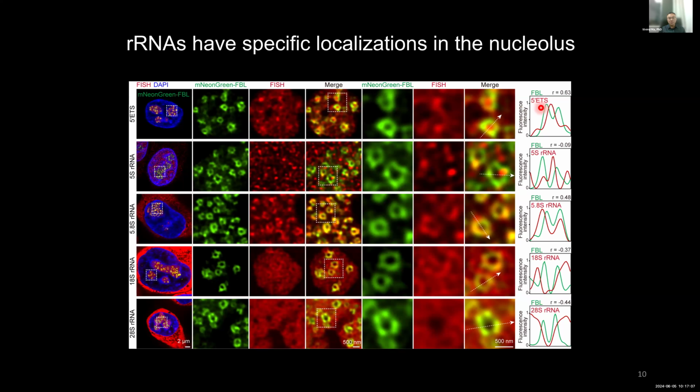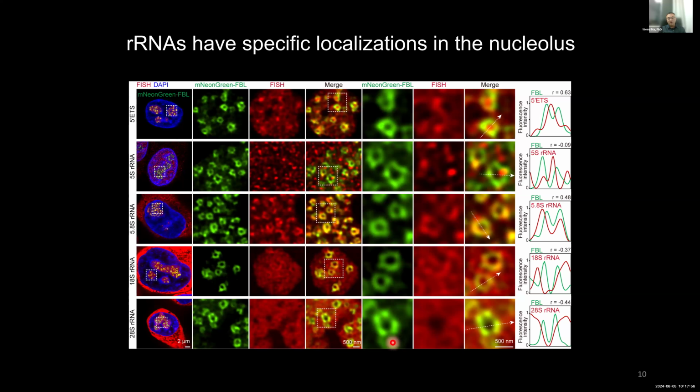Then we did 5S, 5.8S, 18S, and 28S. 5S ribosome RNA is transcribed in the nucleus, and it is not enriched in the nucleolus. 5.8S, 18S, and 28S are highly enriched in the nucleolus. Under the super resolution microscope, we saw that 5.8S is enriched to the FBL ring, which means it is co-localized with the FBL ring, enriched to the DFC subcompartment. However, 28S and 18S are not enriched in the FBL ring.